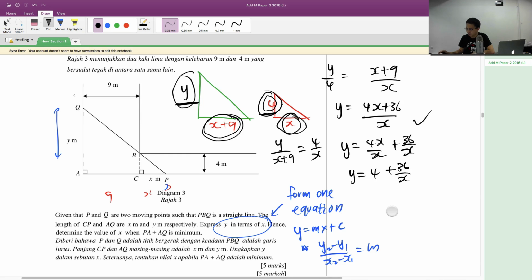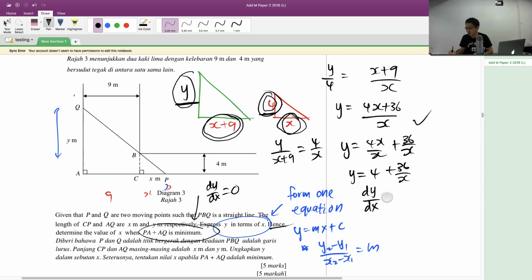So after you form the equation, the next thing is they ask you to determine the value of x when PA plus AQ is minimum. So whenever I see the word minimum, the first thing I know is it's something to do with dy/dx equals 0. Whenever it's minimum or maximum, just differentiate and set it to 0. So in this case, I will do dy/dx.